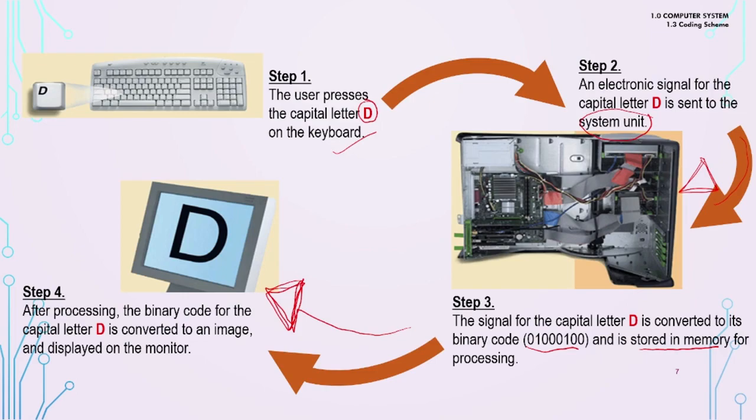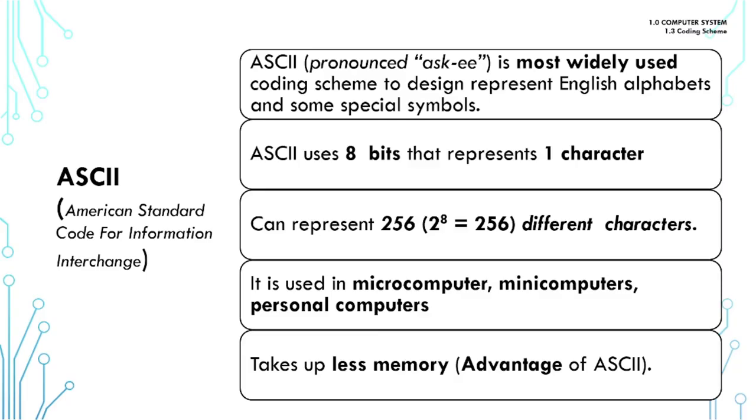Maksudnya human faham apa yang kita belajar hari ni, apa yang human tahu ABC 1 2 3. Jadi komputer tak faham pun semua tu. Jadi semua tu kita perlu convertkan ke dalam bentuk binary. Jadi proses yang diperlukan untuk dia convert ke binary itu, kita perlukan coding scheme. Ini adalah coding scheme yang pertama yang kita akan discuss, which is ASCII. ASCII is American Standard Code for Information Interchange. So ASCII ini widely used to represent English alphabets and some special symbols.